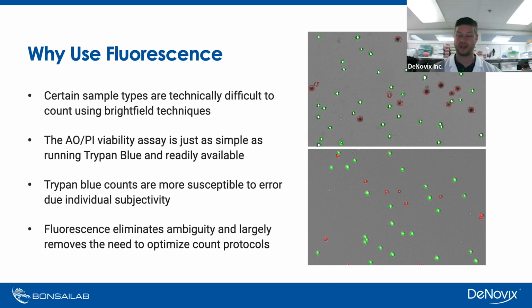The AOPI viability assay is very simple to use, as I'll demonstrate here in just a second. It works exactly the same as Trypan Blue. You just mix your cell sample 1-to-1 with the dye, and it's ready to use. The dyes are also readily available. We do have them available through DeNovix, but you can get them from a variety of other suppliers as well.